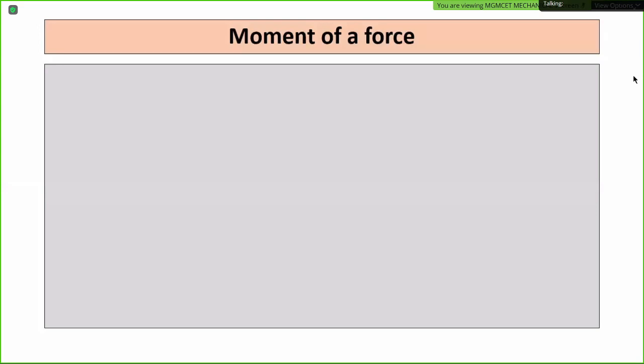Sir, concurrent forces are those passing through a single point, and a non-concurrent force system is one not passing through the same point. Clear? तो अभी क्या होगा, हमने अभी रिजल्टेंट फाइंड आउट किया कंकरेंट फोर्स सिस्टम के लिए.